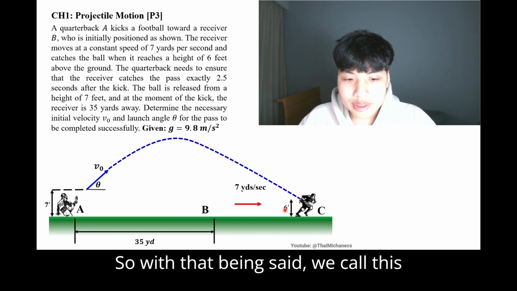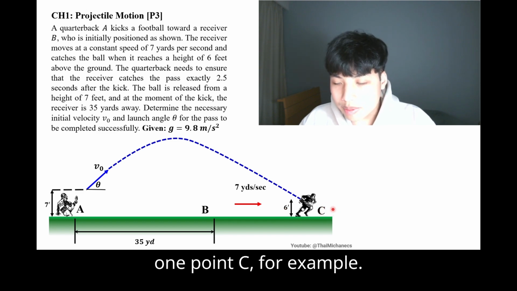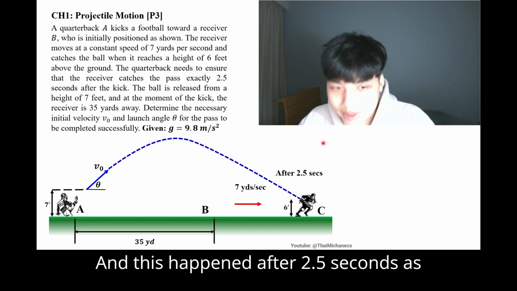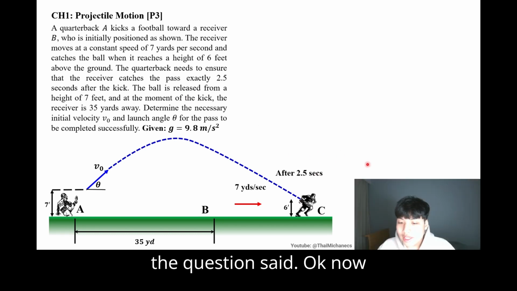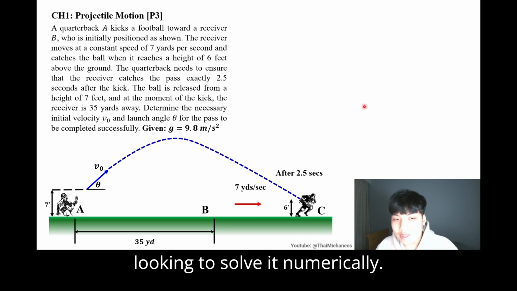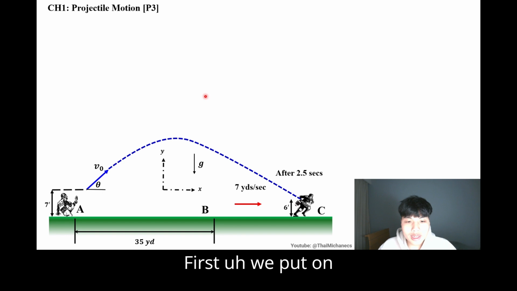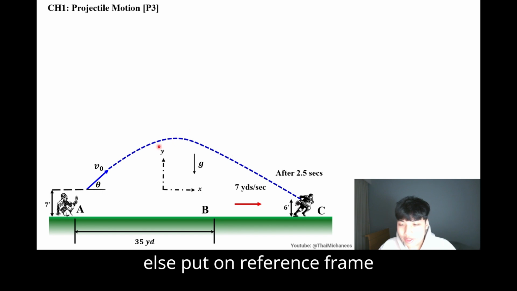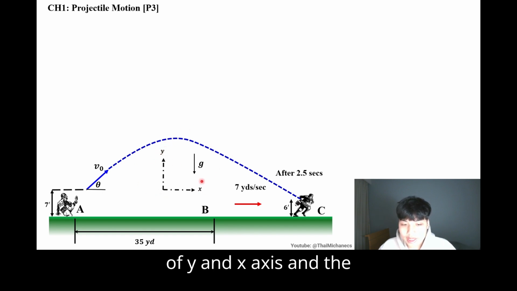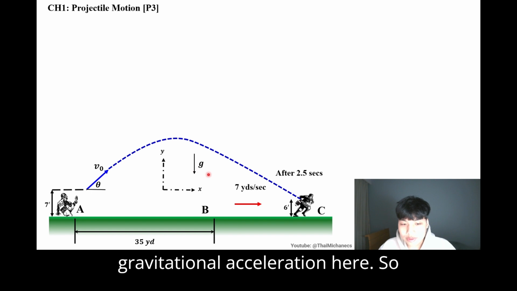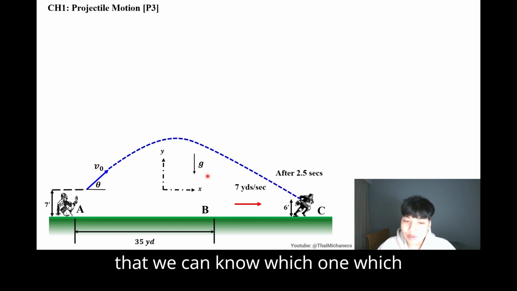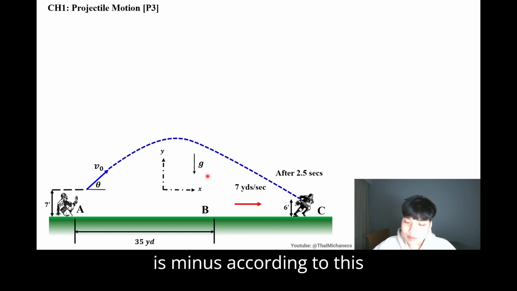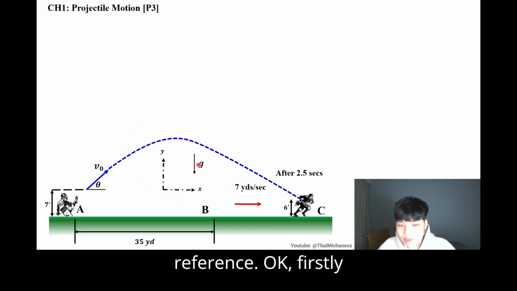With that being said, we call this point C, for example, and this happens after 2.5 seconds, as the question said. Now, looking into solving it numerically, firstly, before doing anything else, we put on a reference frame of y and x axes and the gravitational acceleration here, so that we can know which value is positive and which is negative, according to this reference.